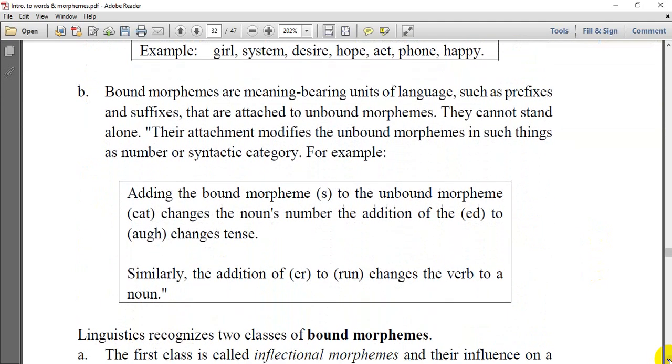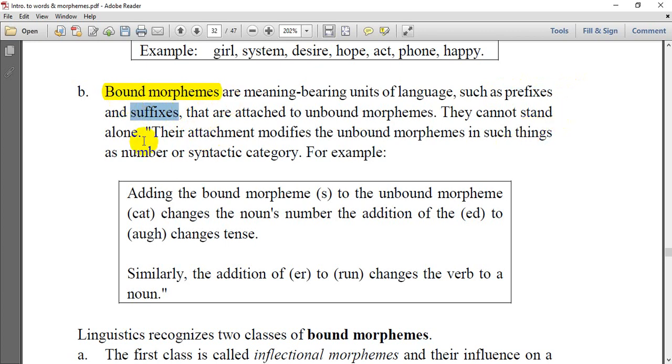The second type of morphemes is bound morphemes. What do we mean by bound morphemes? Bound morphemes are meaning-bearing units of language, such as prefixes and suffixes, that are attached to unbound morphemes, which means free morphemes. So prefixes and suffixes are considered bound morphemes.